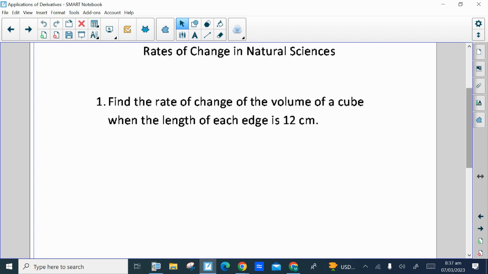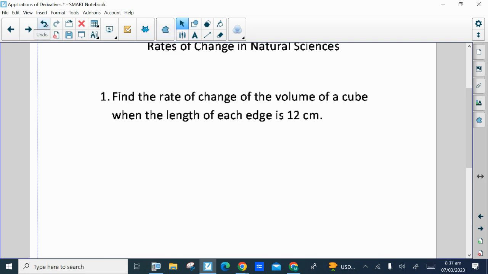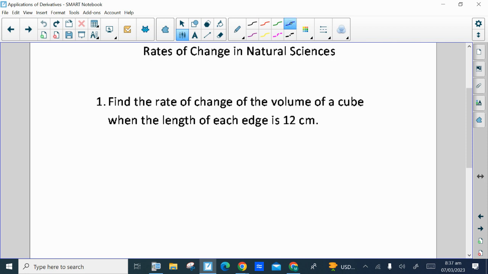We'll find out at the end whether it's getting larger or smaller by whether the answer we get is positive or negative. But we need to find the instantaneous rate of change of volume of a cube when each side length is 12 centimeters. So to do this, you need the formula for the volume of a cube. Let's say L is the length of each side, and a cube is a three-dimensional shape where the length, width, and height are all the same.